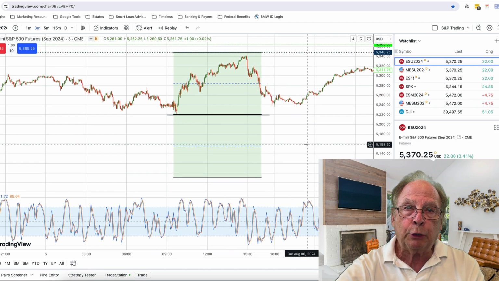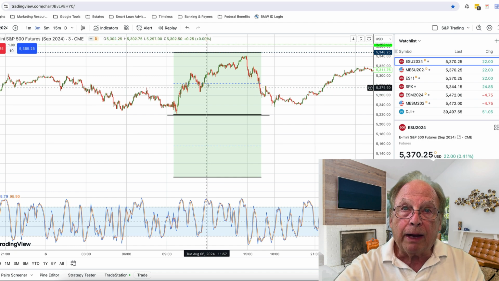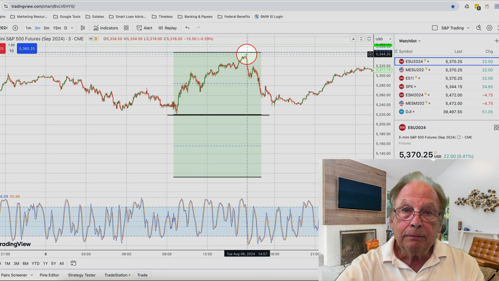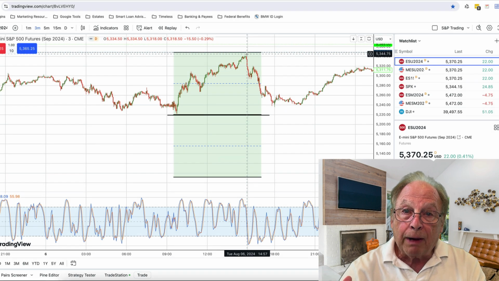Let me move my chart down. And where did prices go? Okay, coincidence, right? Two days in a row. The prices moved up to the range, through almost all of the range.